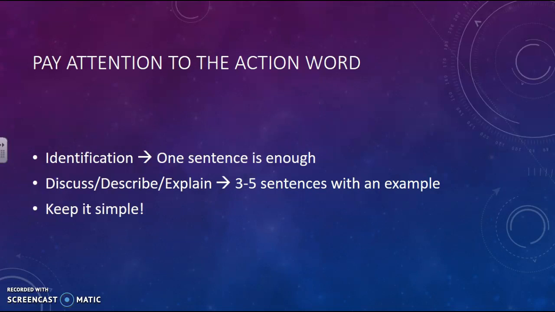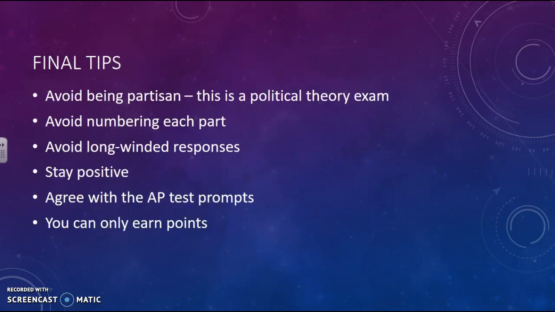But if you see words like discuss, describe, explain, there's often something called the rule of 3, in which it's probably a safe bet to write at least 3 sentences, maybe 4 or 5, with an example. At the end of the day, you want to keep it simple. You don't want to get too overly complicated. You want to make sure that the AP Gov readers know that you know exactly what you are writing about. Keep it simple.